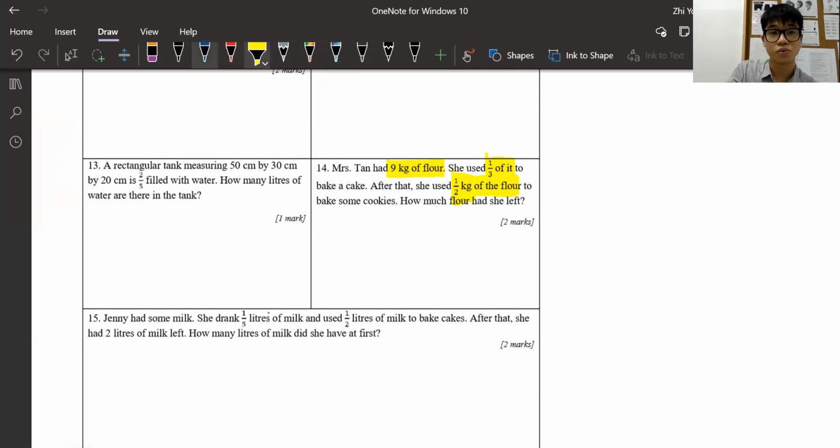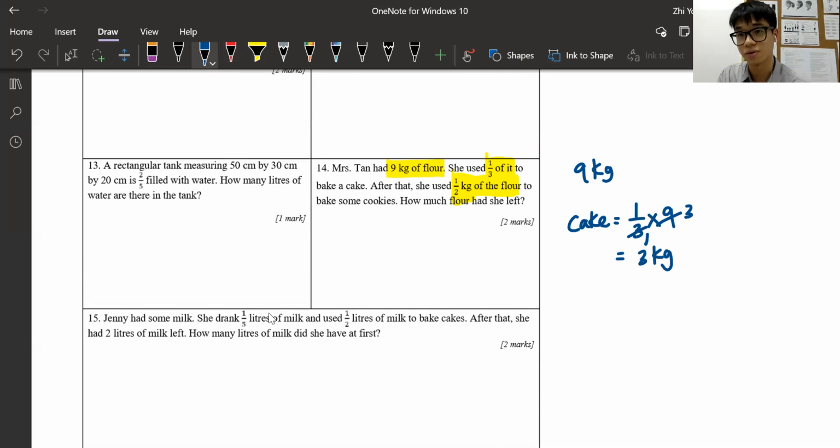Okay, let me just try to do it for you. Example, she has 9 kg of flour, and she baked the cake using 1/3 of it. So it means I am using 1/3 of the 9 kg. Okay, 1/3 of it, right? So we simplify, it should give you that the cake used 3 kg. Okay, so far so good. And the next one, it says that she used half kg of the flour to bake some cookies. Now, half kg of the flour means that the cookies, she used half kg, which means 0.5 kg.